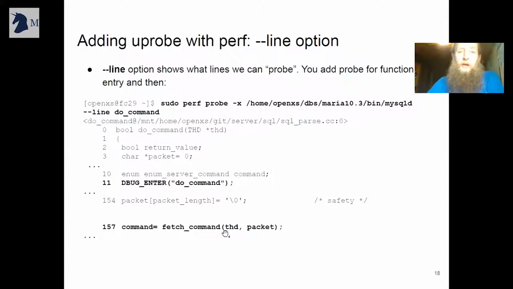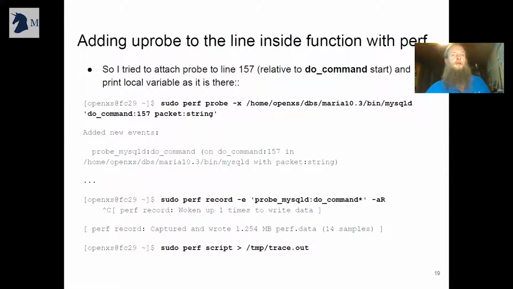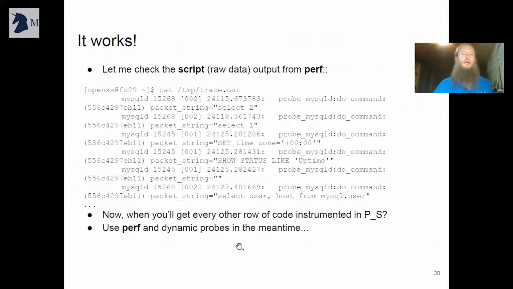So what I did next? Next, I did the following. I tried to add the probe not to the entry of the function, but to the specific line in this function. So the offset was calculated, and there I printed the packet as a 0 terminating string. And it worked in the same way. While it was just an exercise caused by a problem with a specific version of MariaDB, it proved this: I basically can add a dynamic probe to every other line of the code of any MySQL or MariaDB function.